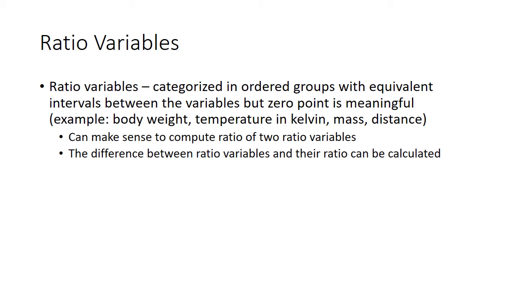You can have temperature in Kelvin that goes down to 0, like absolute 0, you cannot get any colder than that. So all energy is basically gone. You can have 0 mass, 0 distance. And so because of that, you can make meaningful ratios between the two. You can look at the ratios between values. You can do the difference between values. Whereas with the interval variables, you cannot really do this same thing with the ratios.